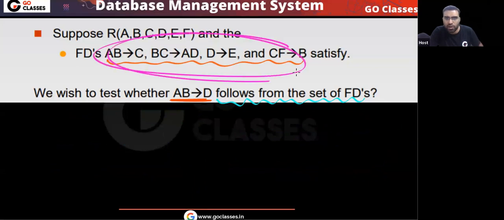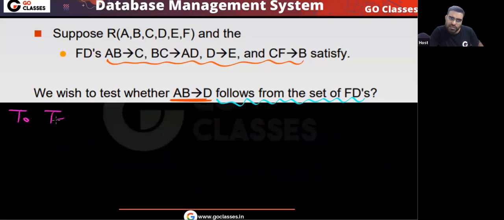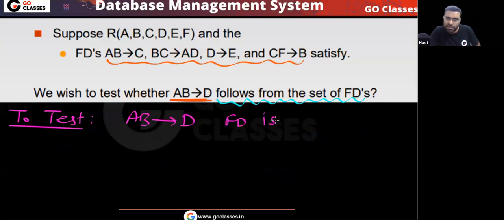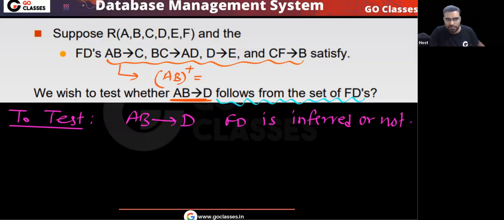Now in this, you find out what is AB closure. Because remember what we want to test. We want to test whether this FD is inferred or not. Yes or no? This is what we want to test. So in this I will find what is AB closure, and I will check, does AB closure contain D?